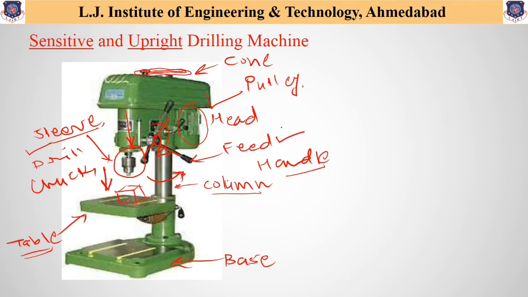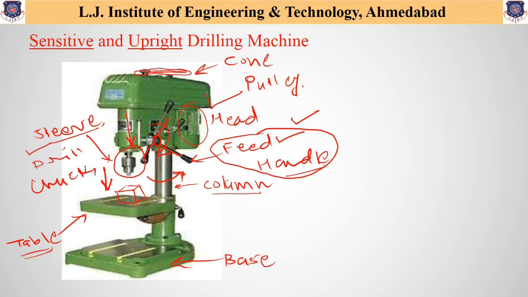So in the case of the sensitive drilling machine, it is used for drilling small holes at high speed in light workpieces. And as we have discussed, it consists of the base which may be mounted on a bench or on a floor. And if we discuss the drilling of small holes at high speed, hand feed is necessary, because this feed handle is rotated by means of the hand only. And as the operator can sense the cutting action, this machine is called the sensitive drilling machine.